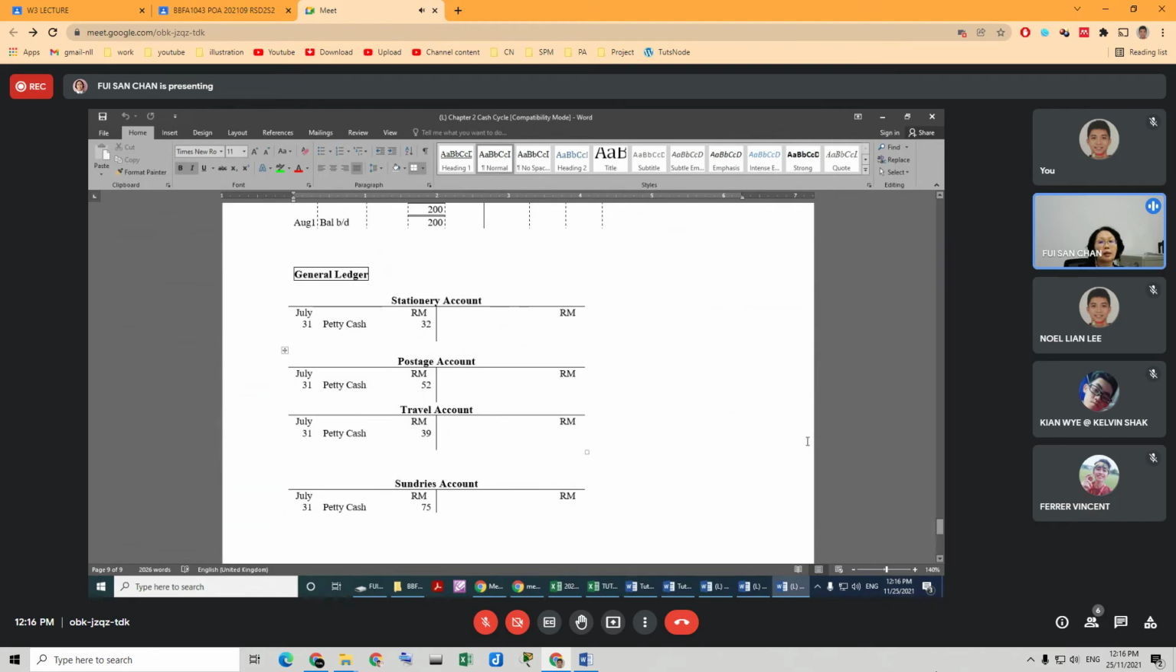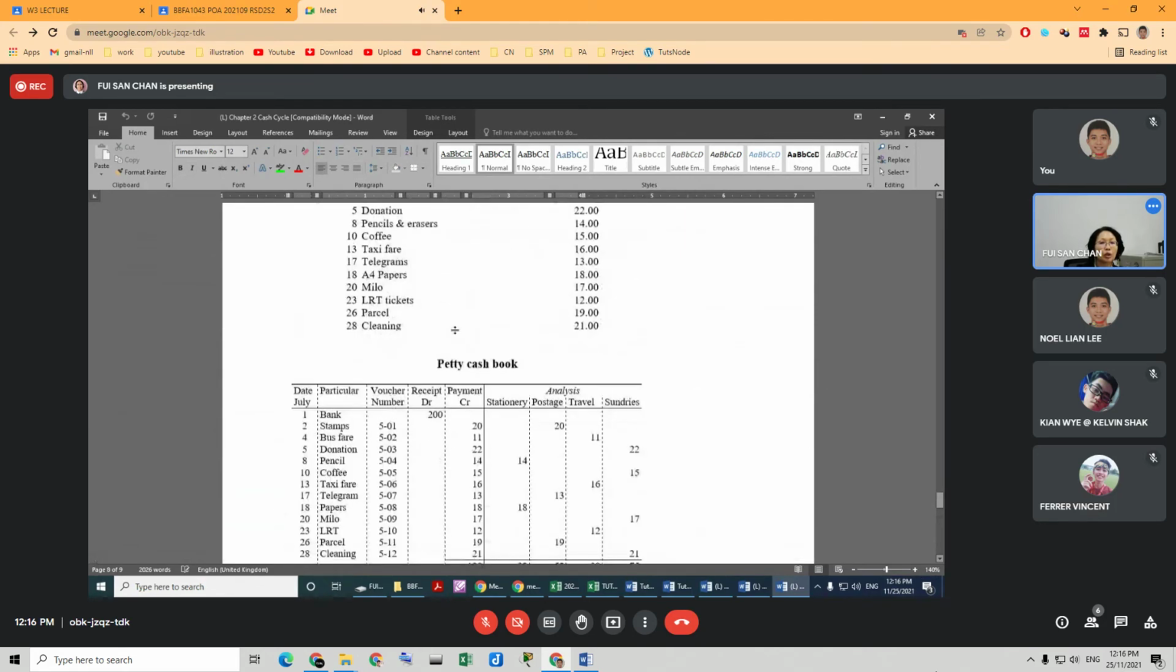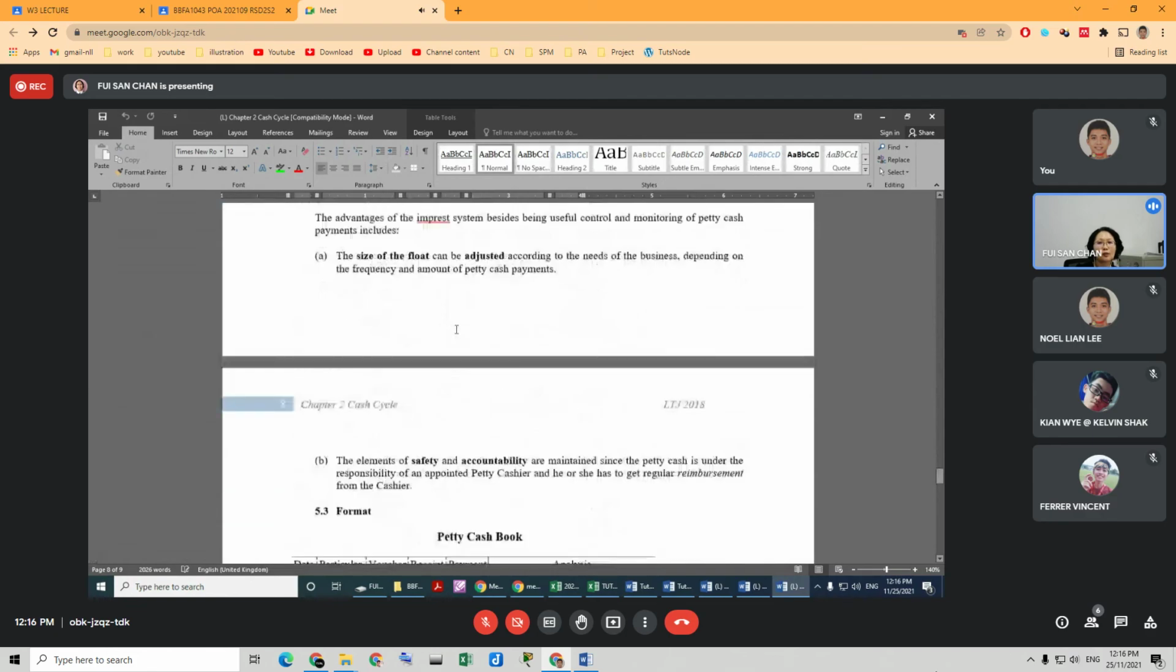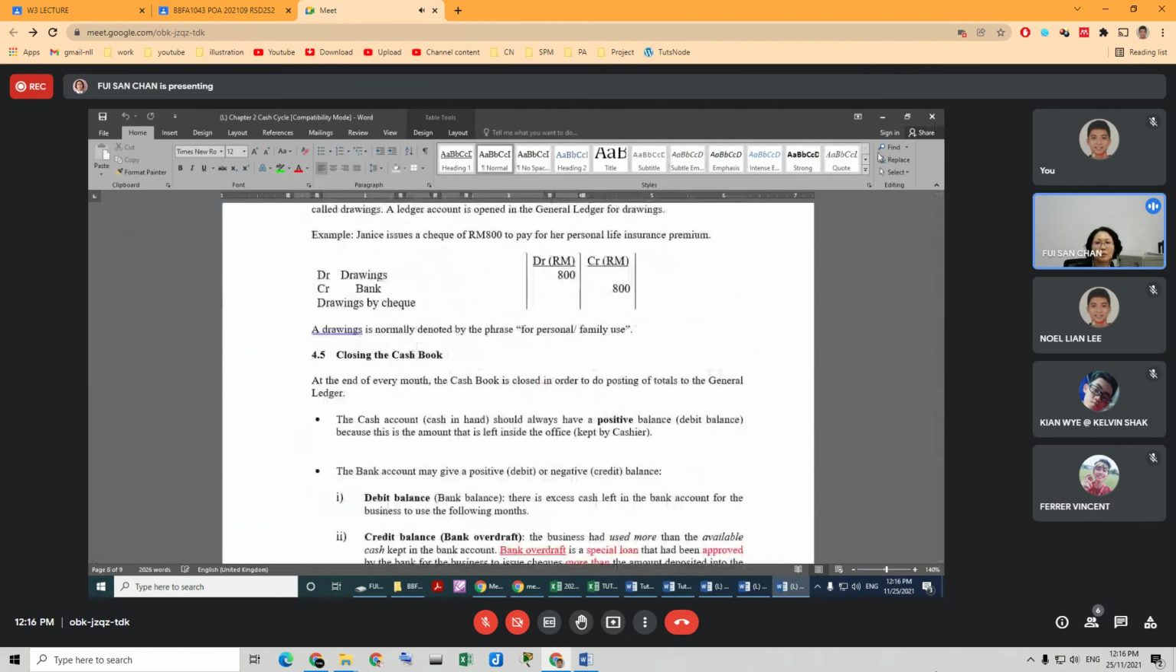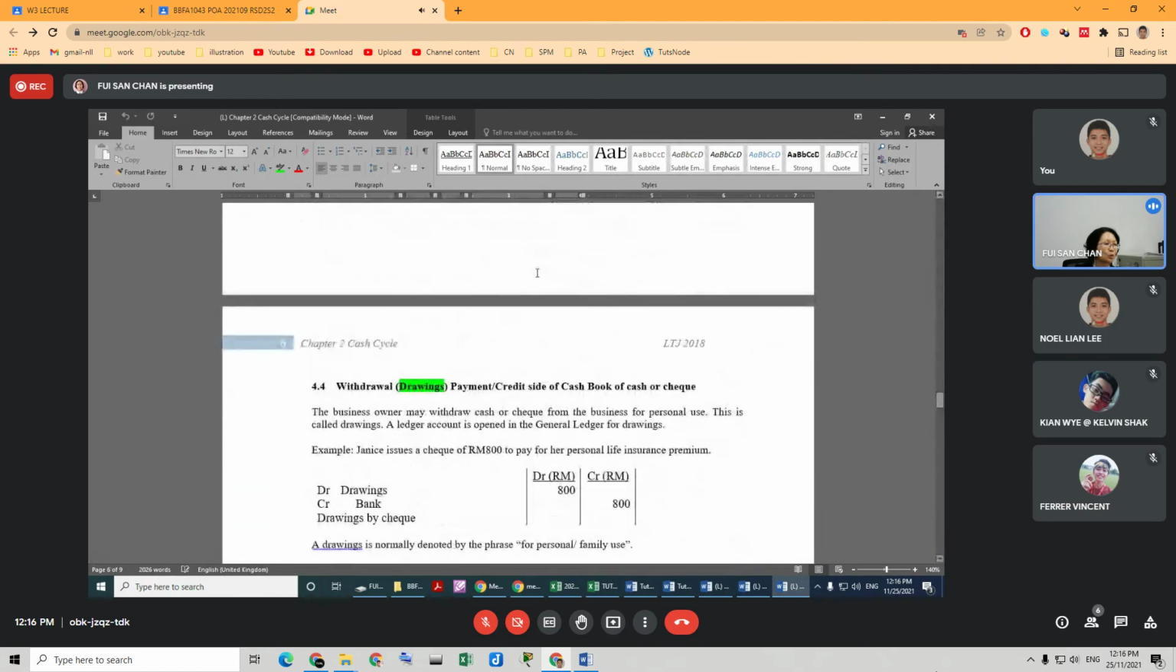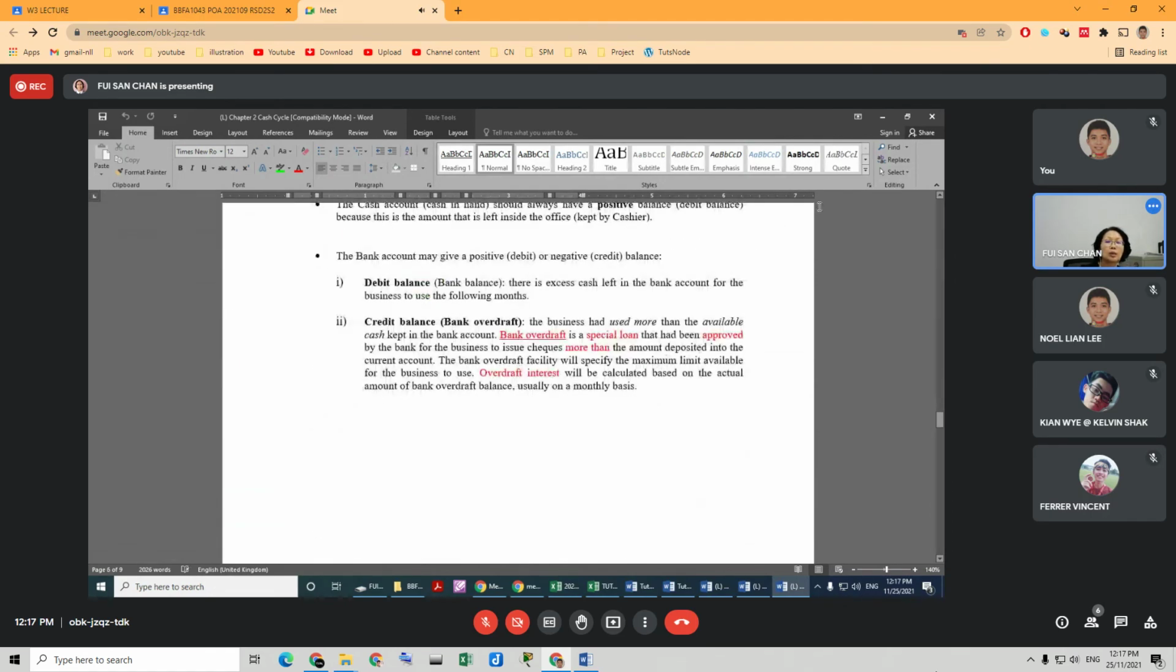So I believe the 3-column cash book, most likely they will test you. Most likely. I believe you shouldn't have any problem with this one. Anyone don't know how to do the 3-column cash book? Okay. So read your question carefully and please differentiate between cash and bank. By check: if the question says by check, it will be bank. So please differentiate this one. This one should be all right.